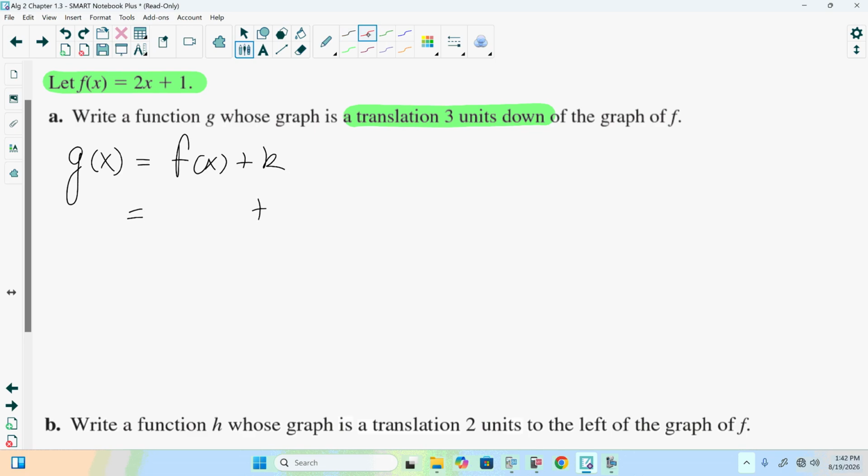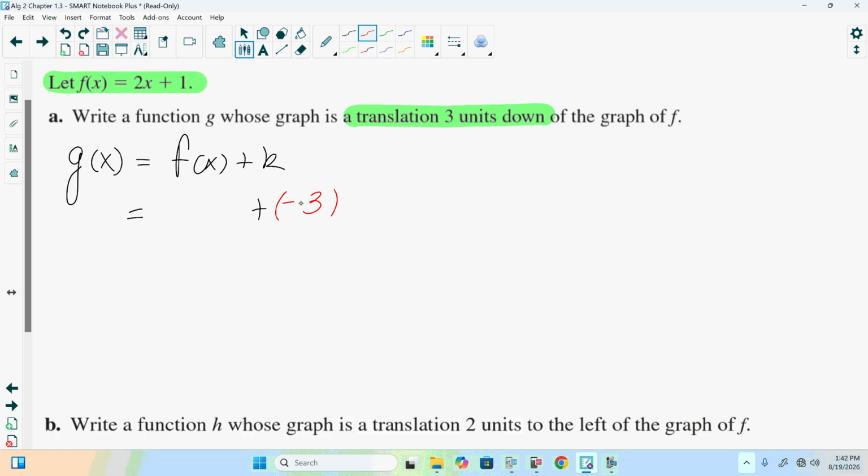How far are we moving the function up or down? 3. 3, so that's our value of k. So k would indeed be 3. Now, would it be positive 3 or negative 3? Negative because we're moving down. So we replace k with its value of negative 3. Question so far.